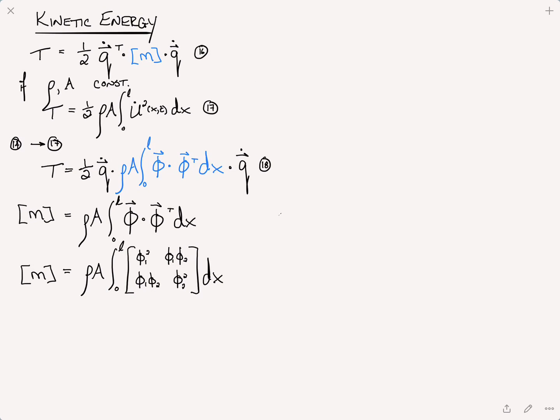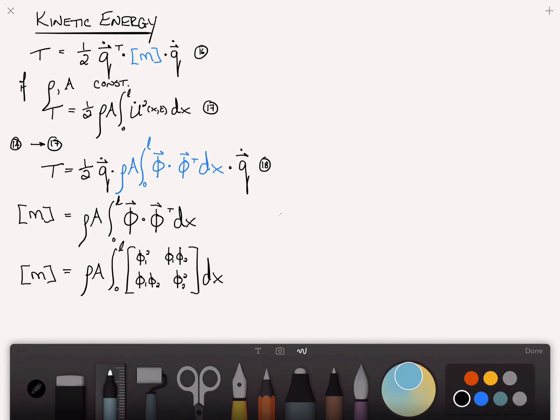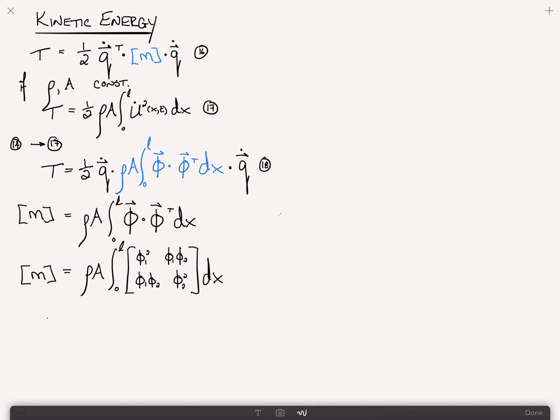And when I do that, I find an expression, or I find a mass matrix that looks like this. M is equal to rho times A times L divided by 6 times [2, 1; 1, 2]. That's the mass matrix. We'll call this 19. We'll call that 20.